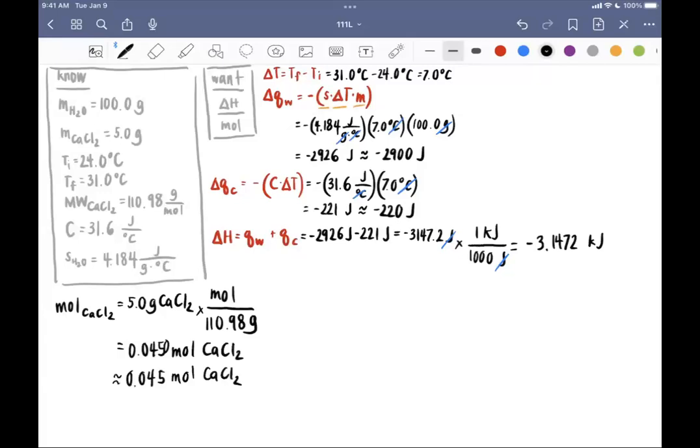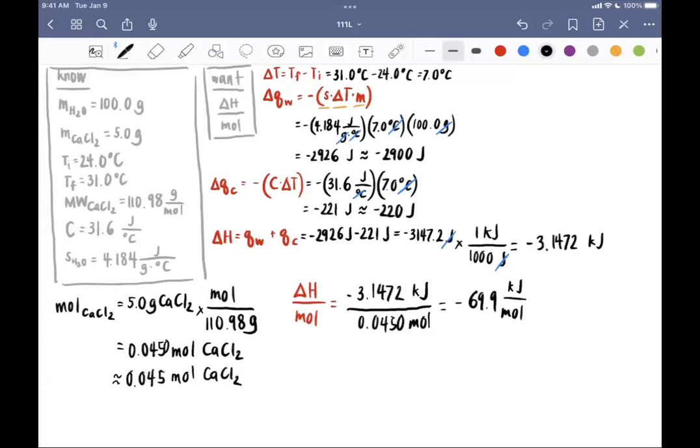And so what that will then allow us to do is calculate delta H per mole as negative 3.1472 kilojoules divided by 0.0450 moles of calcium chloride, which is going to be equal to negative 69.9 kilojoules per mole.